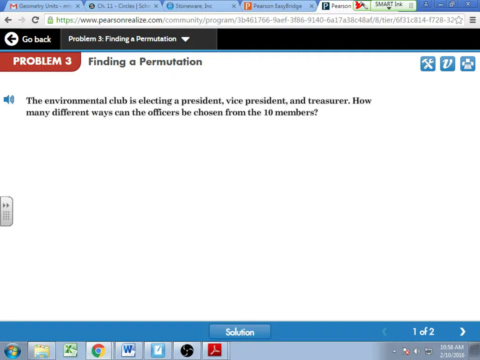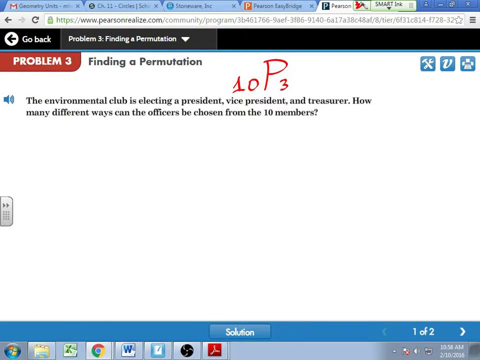So the environmental club is electing president, vice president, and treasurer. How many people are in the club? 10. How many positions are we filling? 3. Does order matter? Yes, there are different positions: president, vice president, treasurer. So order matters. You should immediately think this is a 10 permutation 3.